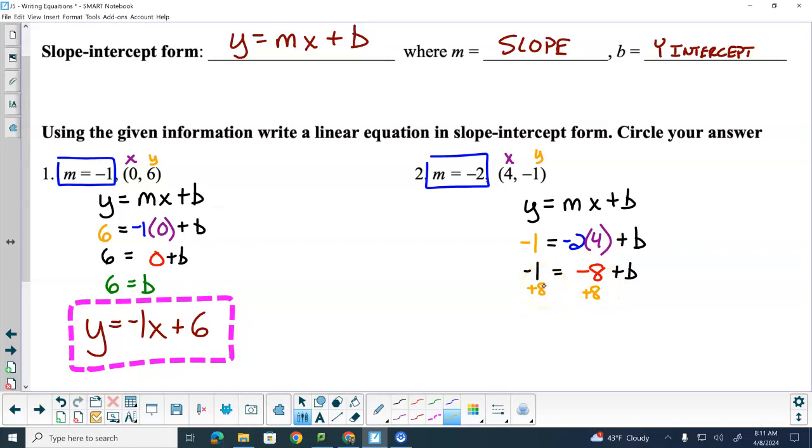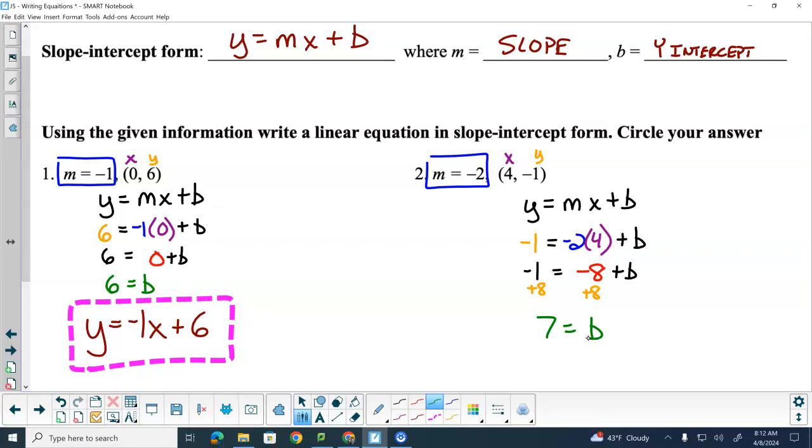Good. -1 plus 8. So we're down here at -1. We got a plus 8. We got to go up 8. That means we end at +7 or -7? +7. Okay.